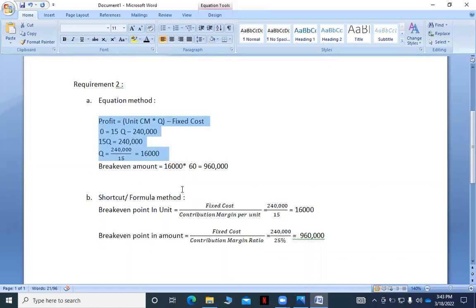So I say there are basically two types of method: one is the equation and another one is the formula. If your question directly specifies to do it for the equation method or the formula method, then you will do it according to that method. Otherwise, if it is not mentioned, you can follow any method. If nothing is mentioned, then you can follow the formula method. Clear? Yes, sir.